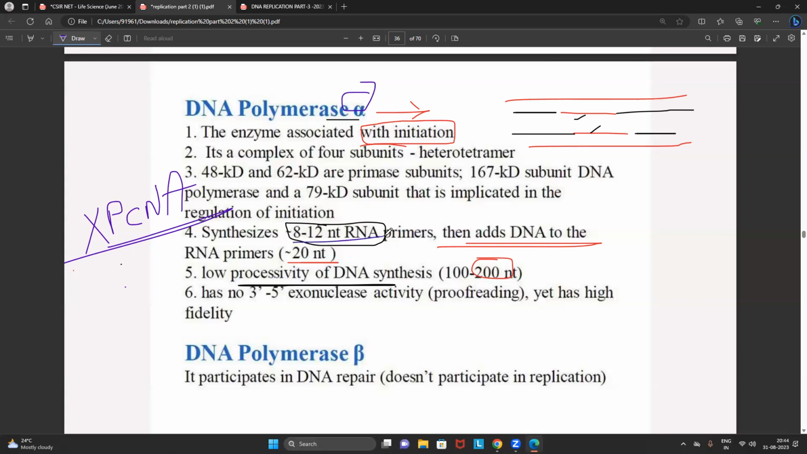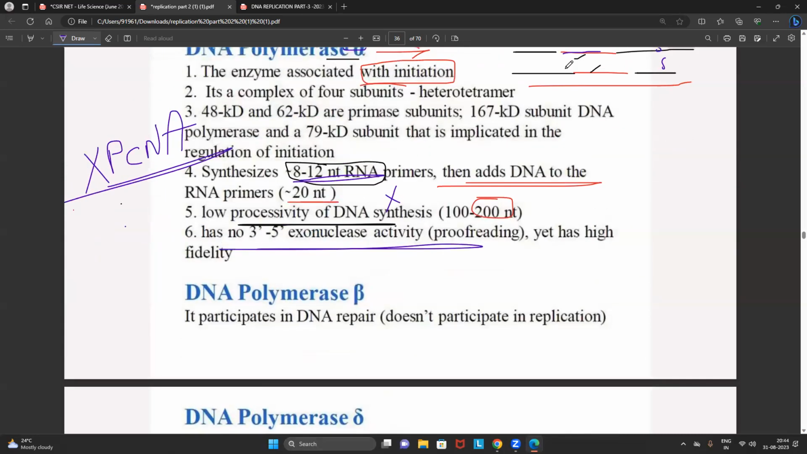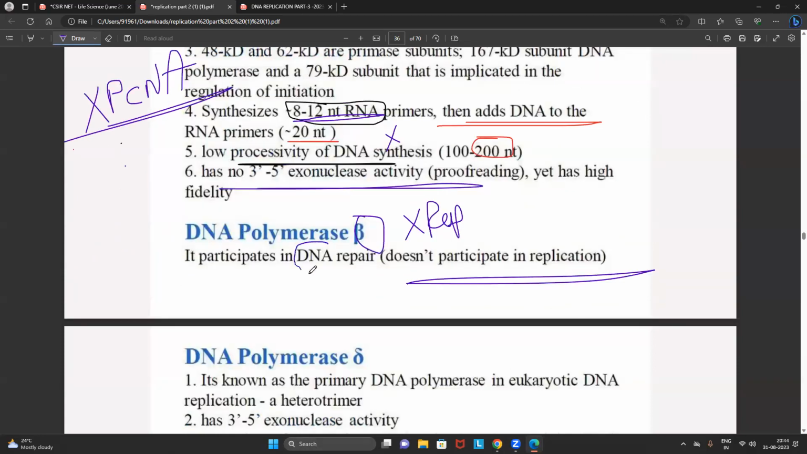Every student remember the 8 to 12 nucleotide RNA primers. It will add the primer. After that, it will add a few nucleotides. It is immediately replaced by delta. Why? Because of low processivity and no proofreading. Simple point it is. Then what's the most important one? Beta. Beta doesn't have any role in replication. It never participates. It is meant only for DNA repair.